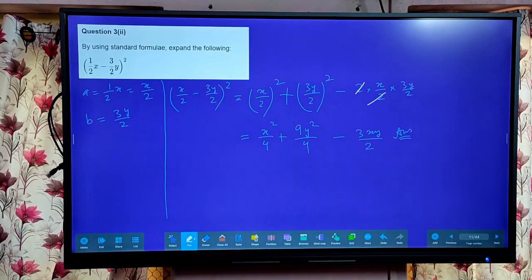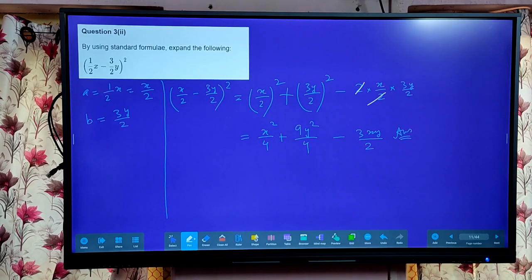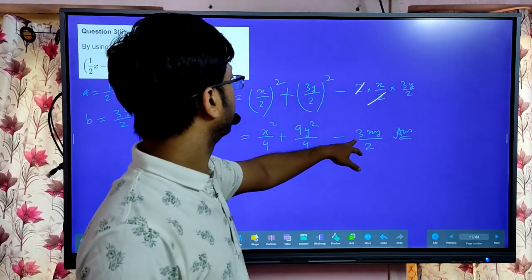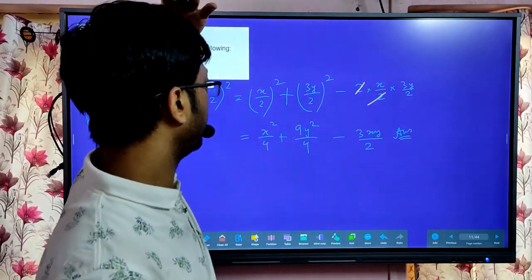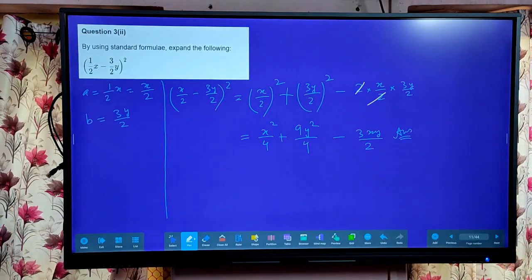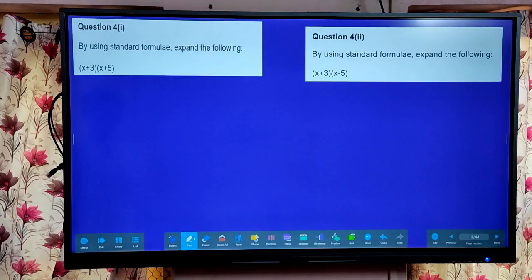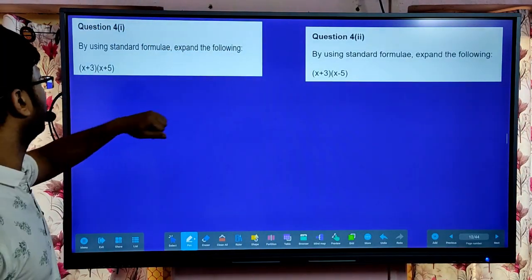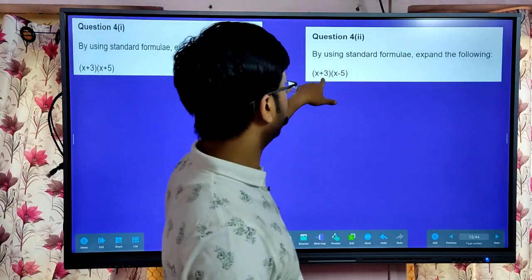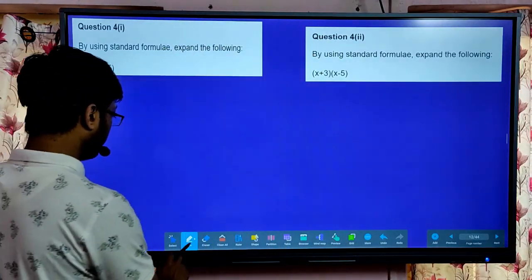Please check it out. This is question number 3 part 2. x square by 4, 9y square by 4, then minus 3xy by 2. Okay, let's pause the video and write it down, and we'll move on to the next question. So by using the standard formula, expand the following. This is x plus 3 into x plus 5, and in the second question it is x plus 3 into x minus 5. Now before moving on to this question, we will learn a new thing.